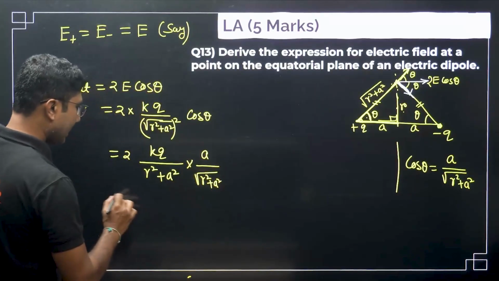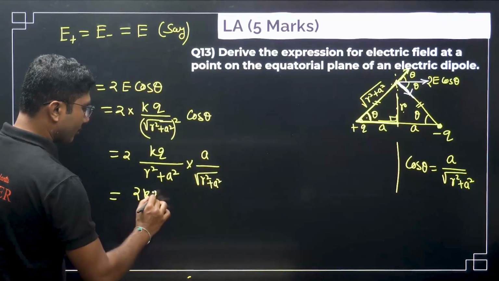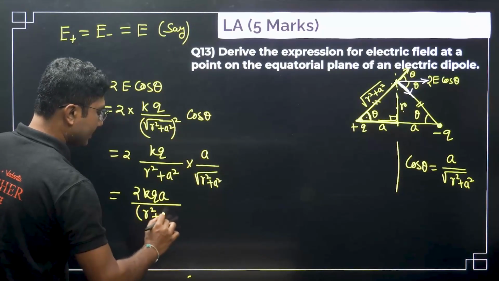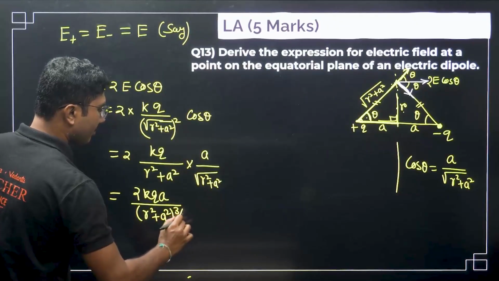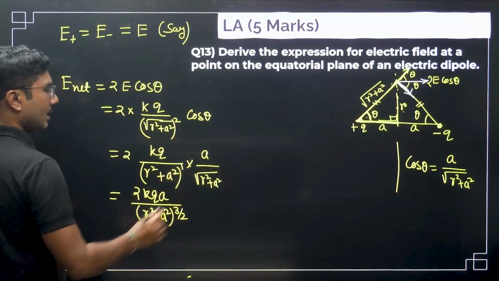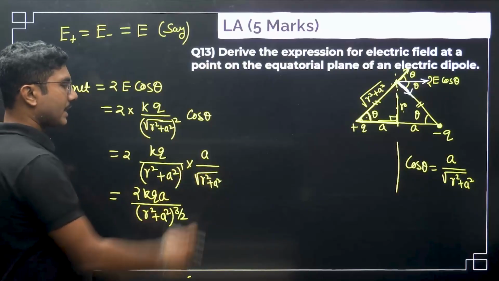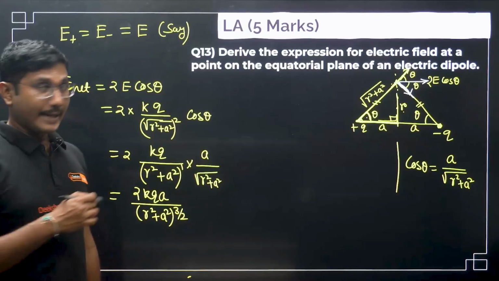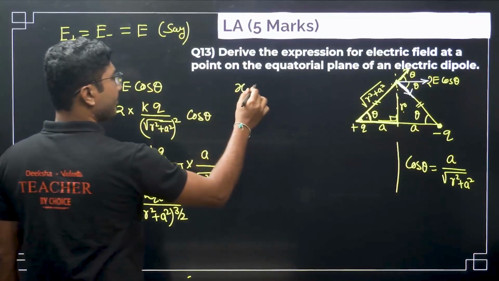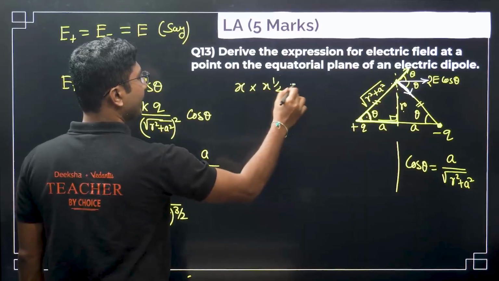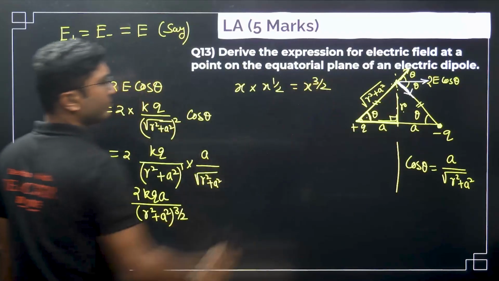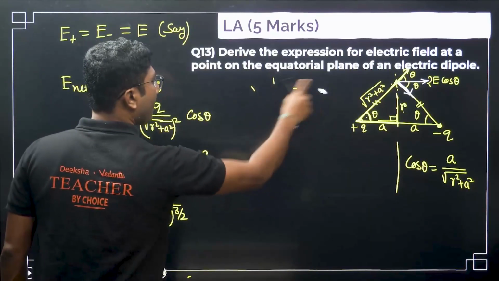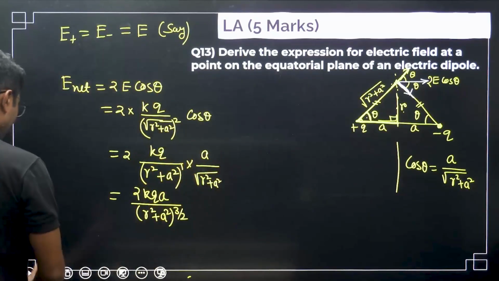So we can write this as 2kqa divided by r square plus a square to the power 3 by 2. So this power is 1, this power is half, so 1 plus half is 3 by 2. Same value, right? X into x to the power of half, what is the value? X to the power of 3 by 2, right? Same thing we have done here. Now let us continue.